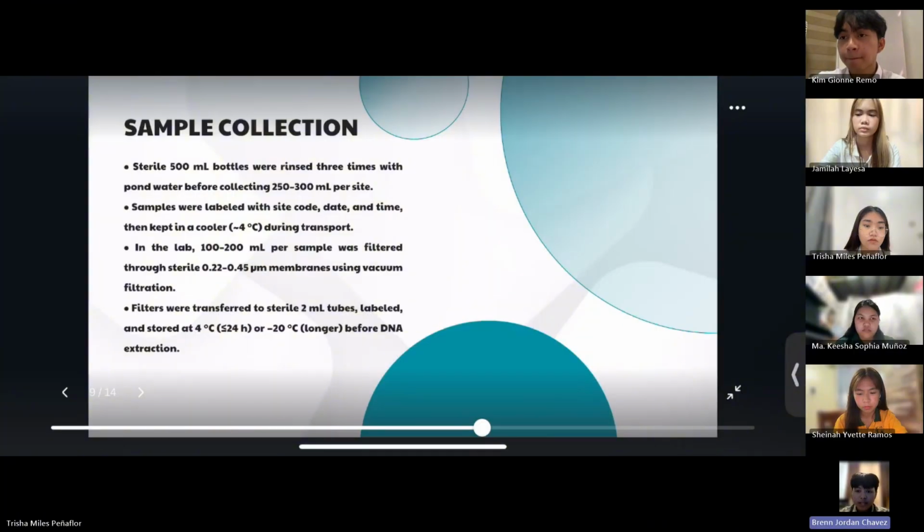The tubes will be properly labeled to ensure accurate sample tracking. Filter samples will then be stored at 4 degrees Celsius if processed within 24 hours, or negative 20 degrees Celsius for longer storage until DNA extraction.